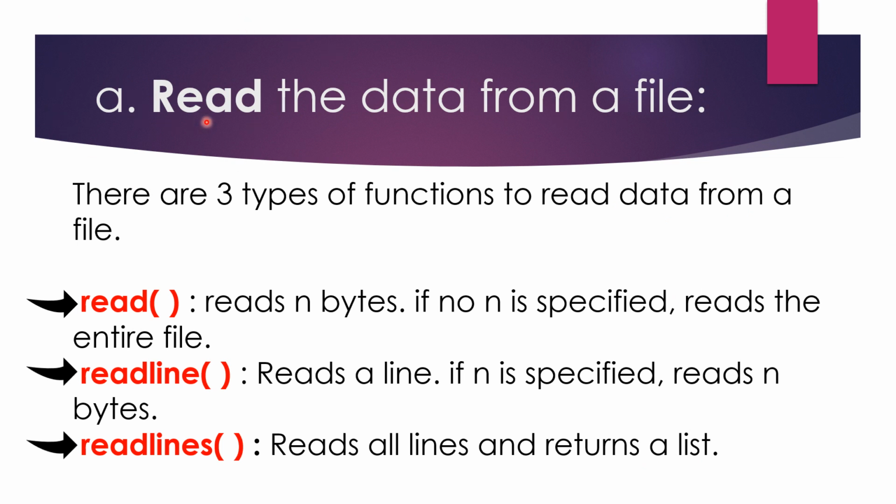Let us see the first point, read the data from a file. There are three types of function to read data from a file. First is read(). It reads n bytes. If no n is specified, it reads the entire file. Next is readline(). It reads a line. If n is specified, it reads n bytes. Next is readlines(). It reads all the lines and returns a list.